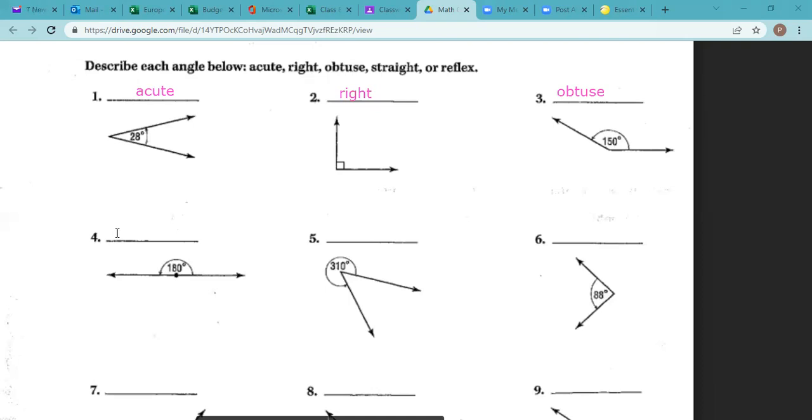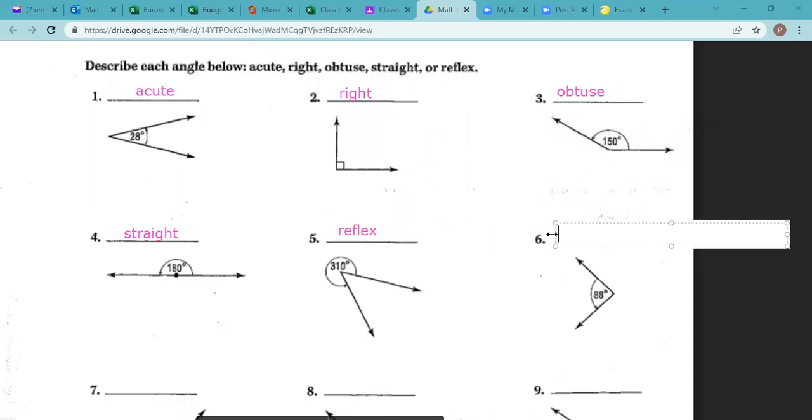Number 4, that one should be very easy also. This one is called a straight angle. It's a straight line, and a straight angle is half of a circle. It is 180 degrees. Number 5, 310 degrees. We can tell not just by the number, but by the circle on the outside with the arrow that this is going to be a very large angle. So if it's past 180 degrees and it's less than 360, it is called a reflex angle.